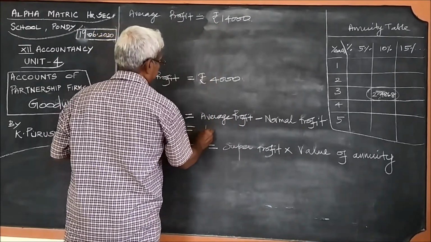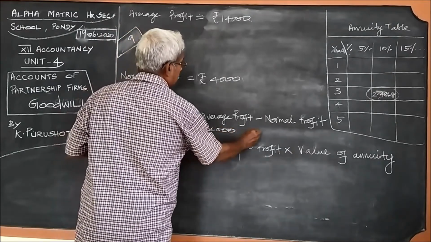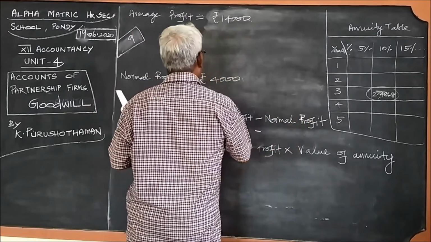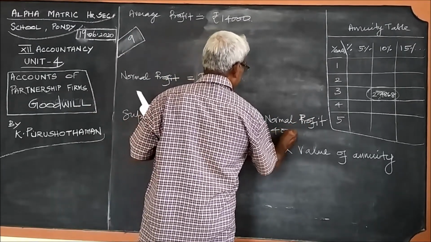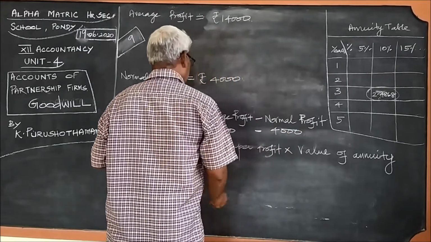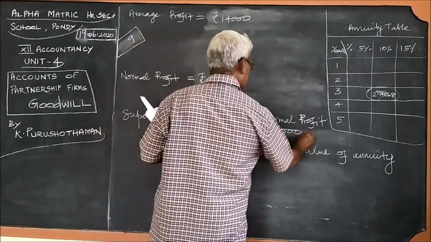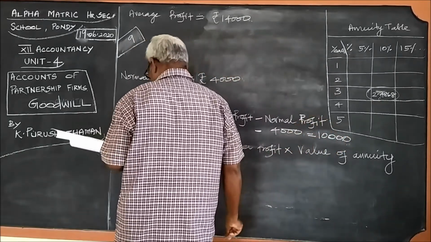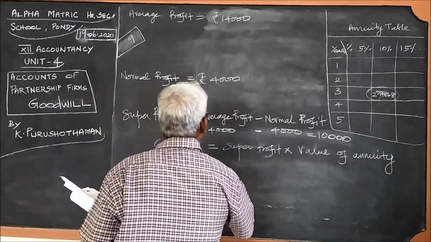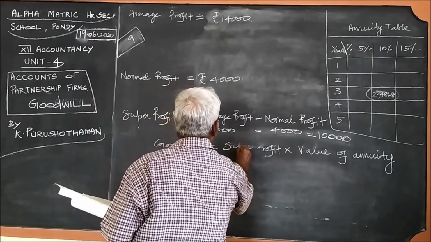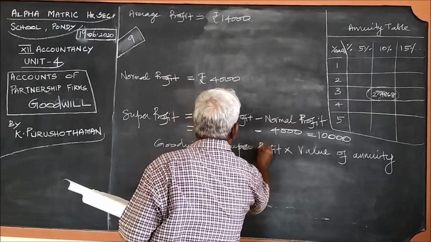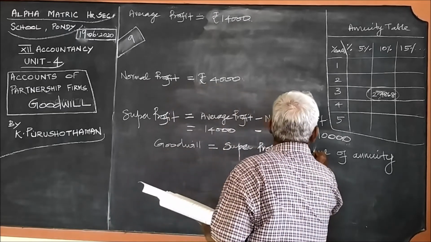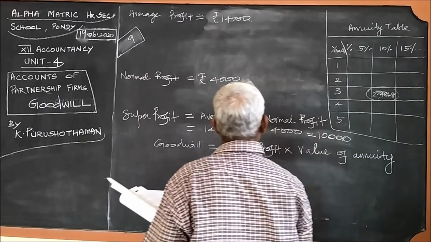The average profit is 14,000 minus normal profit. Normal profit is 4,000, it is also readily given. We need not calculate. And therefore the super profit is equal to 10,000. Now we can come to the valuation of goodwill. Goodwill is equal to super profit into value of annuity. What is the super profit?